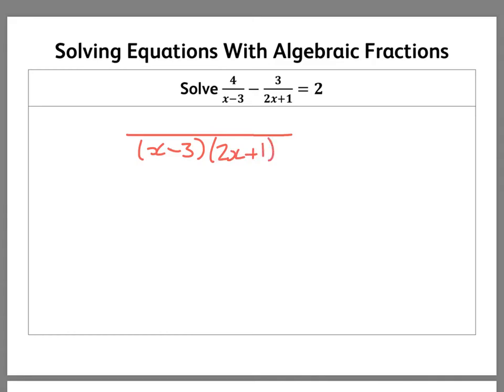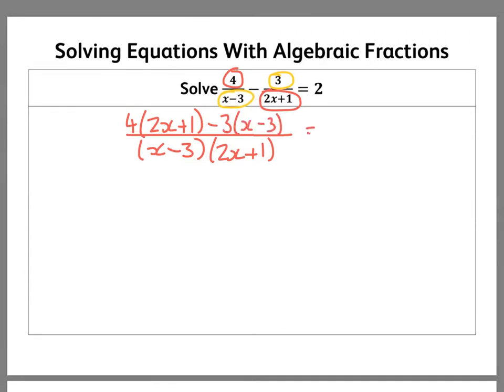I'm just going to multiply them. This I need to multiply by this, and I'll just change colour. This I need to multiply by this. I need to do some cross multiplying. So we get 4 times 2x plus 1 minus 3 times x minus 3.